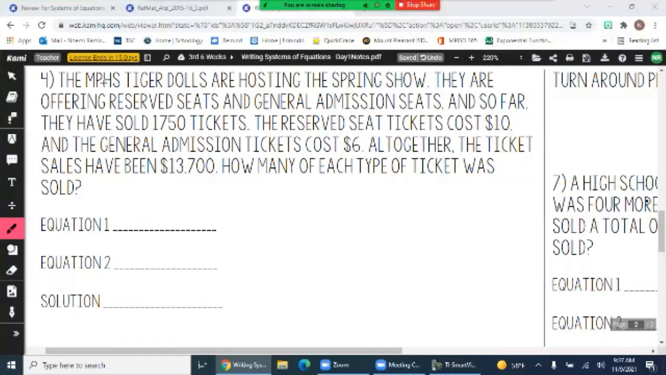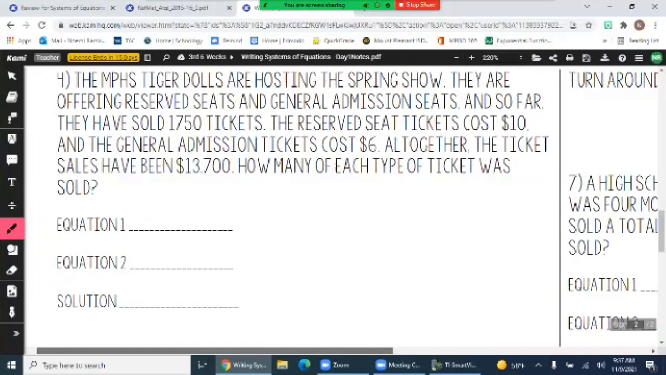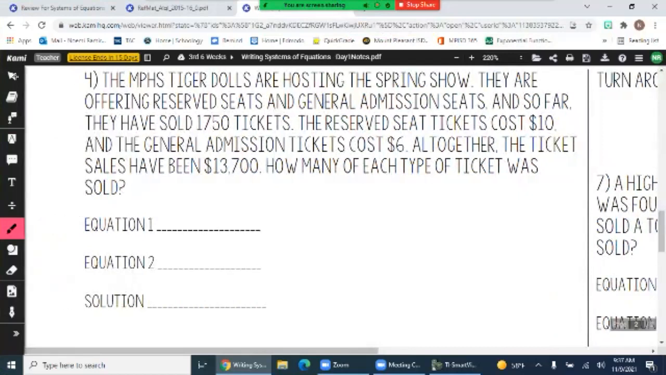Okay, number 4. The MPHS Tiger Dolls are hosting the spring show. They are offering reserved seats and general admission seats, and so far they've sold 1,750 tickets. The reserved seat tickets cost $10 and the general admission tickets cost $6. Altogether, the ticket sales have been 13,700. How many of each type of ticket was sold?